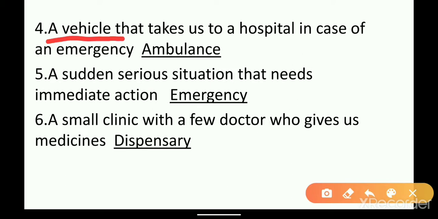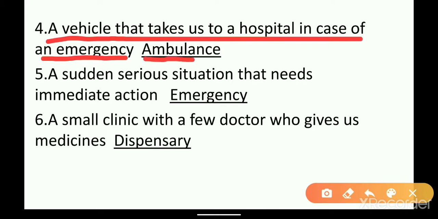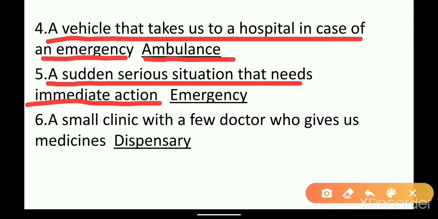Next, a vehicle that takes us to a hospital in case of an emergency. So whenever there is an emergency, what you do? You just call the hospital. And which vehicle they send you from hospital to take that patient? That is ambulance. Fifth, a sudden serious situation that needs immediate action. So a serious situation where you need immediate action, that is emergency.